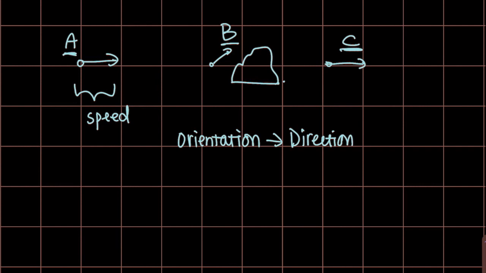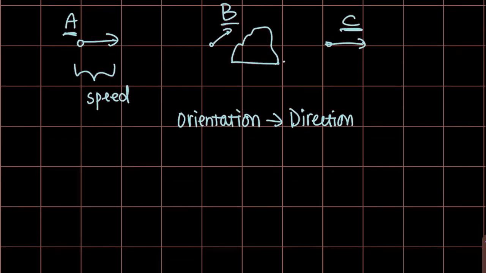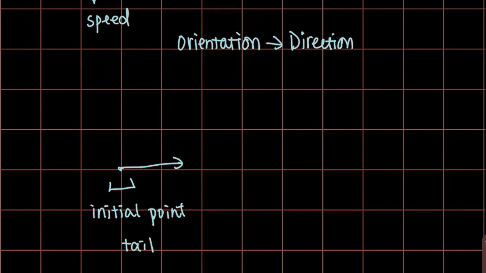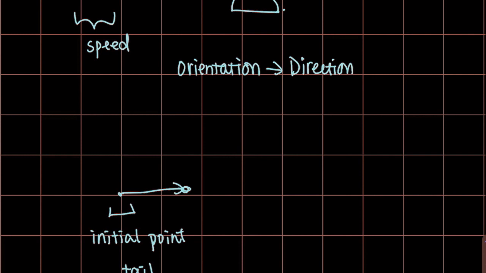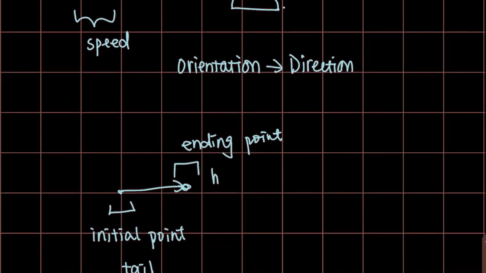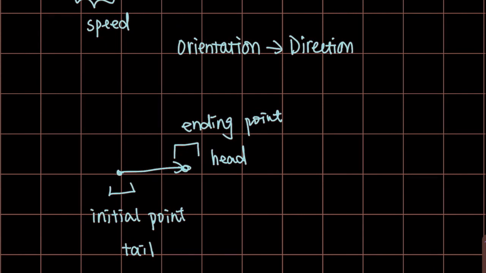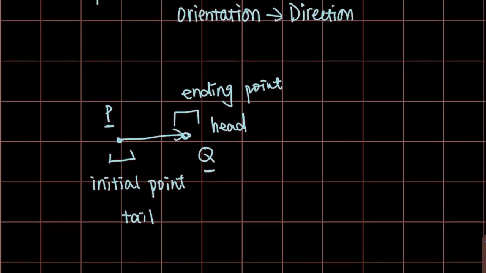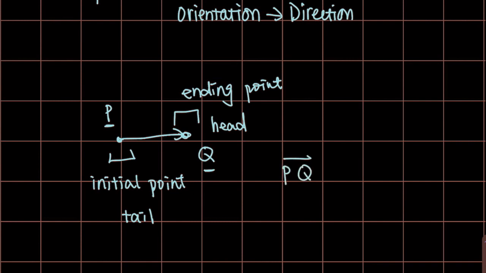Okay, so how do we write vectors? We all know that a vector is a line, right? So this point is the initial point, which we describe as the tail. And this point is the ending point. We can also say that is the head. If we use single characters, this point is P and this point is Q. So then we write this vector as PQ. P is the tail and Q is the head. Okay.